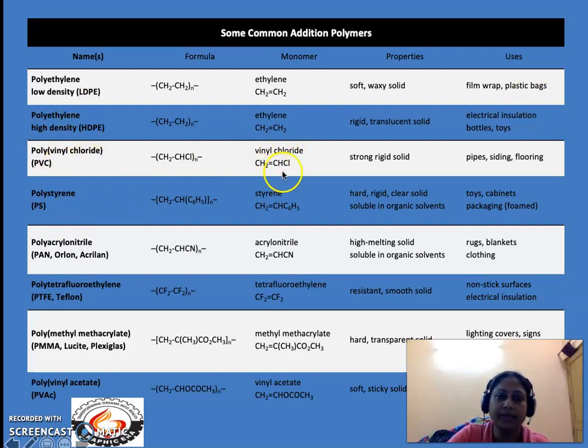The monomeric unit is vinyl chloride, and this PVC is a strong rigid solid and it is used in pipes, sidings and floors. Another example is Teflon, which is polytetrafluoroethylene, and this monomeric unit is tetrafluoroethylene, and this Teflon is a resistant smooth solid and it is used as non-stick surfaces or in electrical insulation.